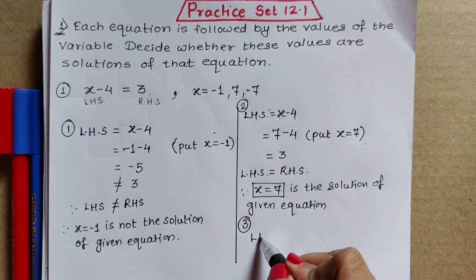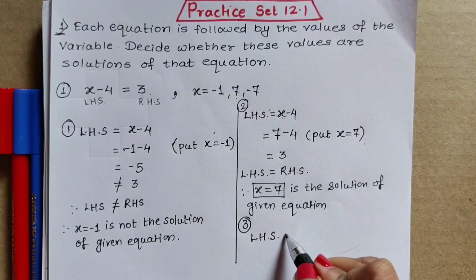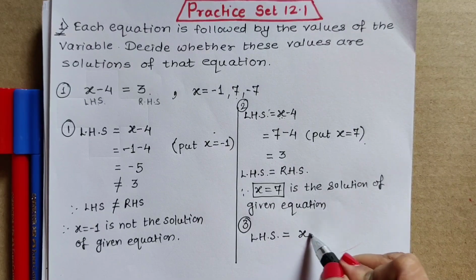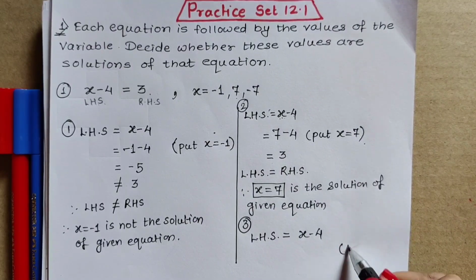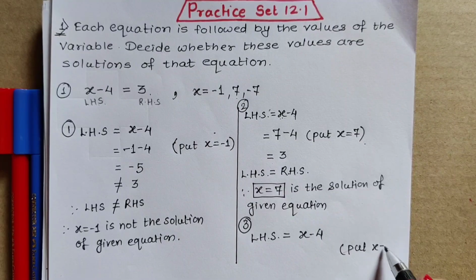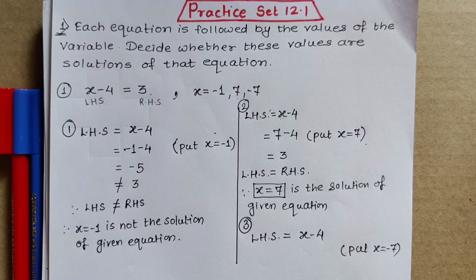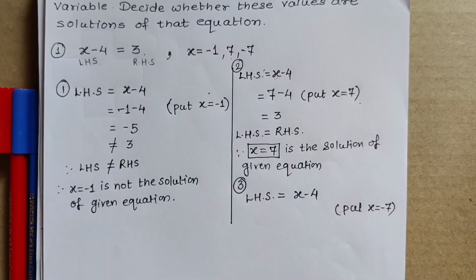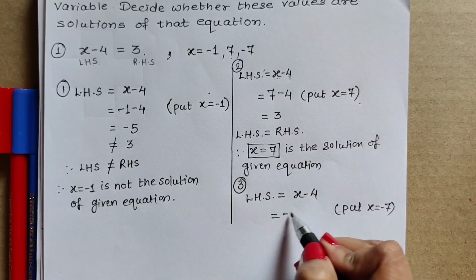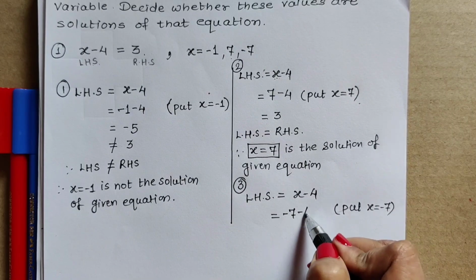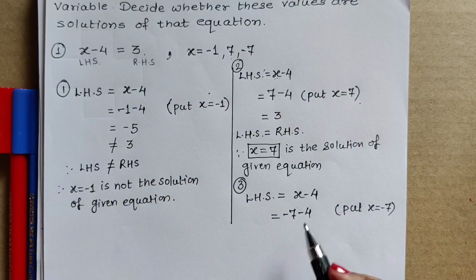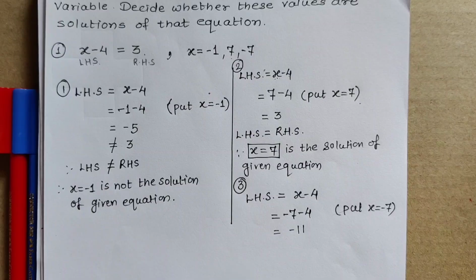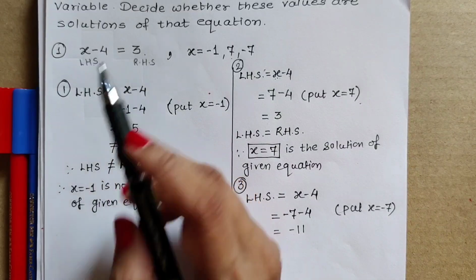Again we are going to write the left hand side of our equation, which is x minus 4. Now what are we going to do? We will put x is equal to minus 7 in the equation. In place of x we are going to write minus 7, and this is minus 4 as it is. Minus 7 minus 4 we get minus 11. For the sign of the bigger number, minus minus, we have to do addition. We have to do plus, minus minus plus.